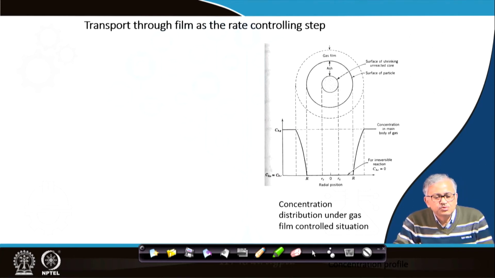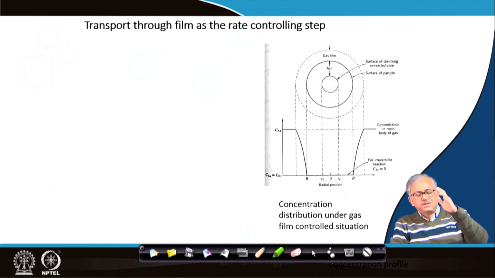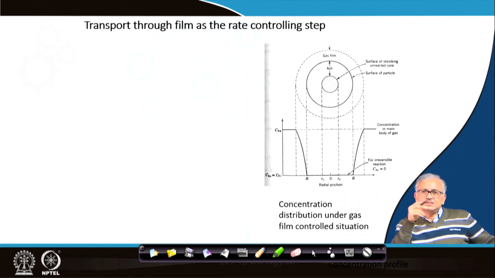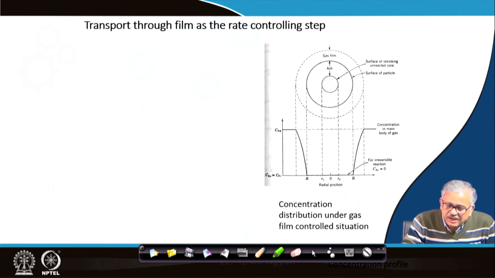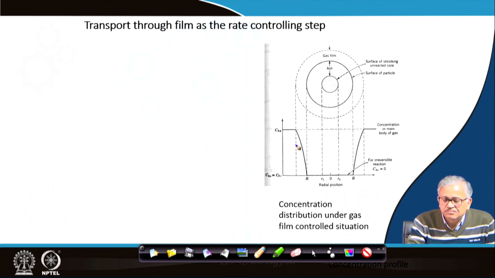Similarly, let us see the case where transport through the gas film is the rate controlling step. If the maximum resistance lies in the transport of the reactant A through the film, then the major resistance lies here. So, all the concentration drop from CAG to CAC happens only in this layer, right. In the film the complete concentration drops, and beyond that there is no concentration drop. Okay.